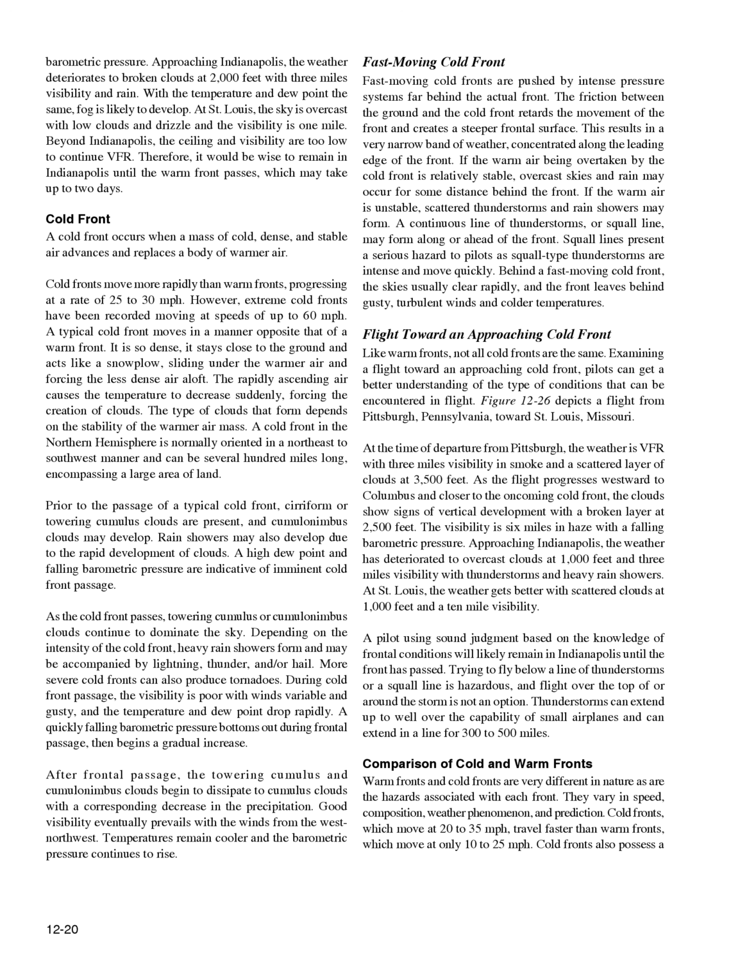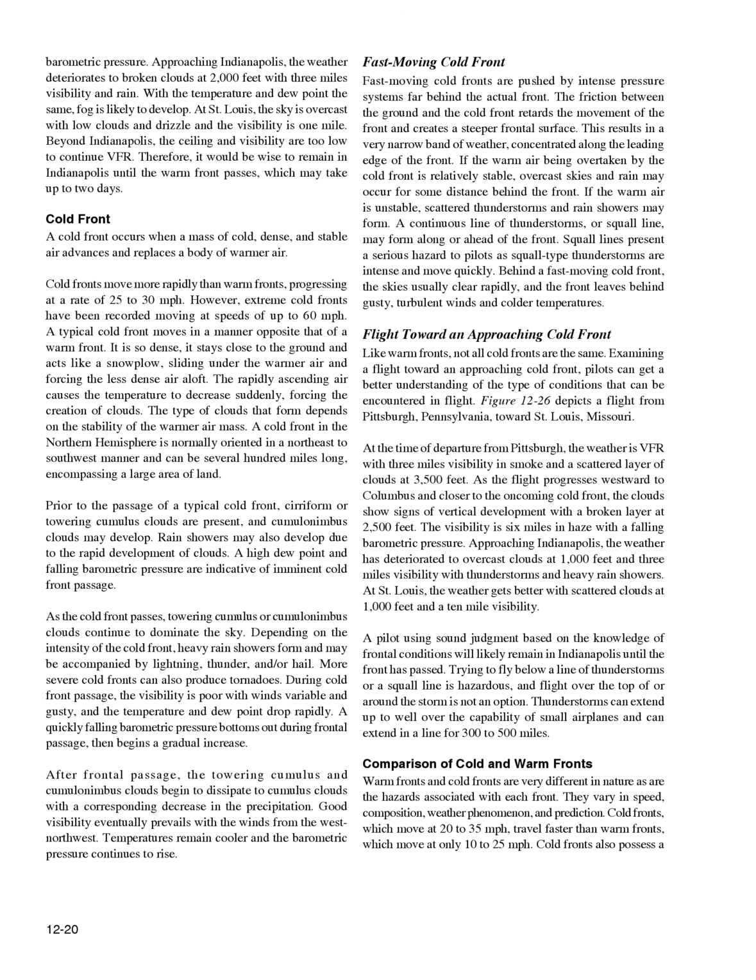A high dew point and falling barometric pressure are indicative of imminent cold front passage. As the cold front passes, towering cumulus or cumulonimbus clouds continue to dominate the sky. Depending on the intensity of the cold front, heavy rain showers form and may be accompanied by lightning, thunder, and/or hail. More severe cold fronts can also produce tornadoes. During cold front passage, the visibility is poor with winds variable and gusty, and the temperature and dew point drop rapidly. A quickly falling barometric pressure bottoms out during frontal passage, then begins a gradual increase.